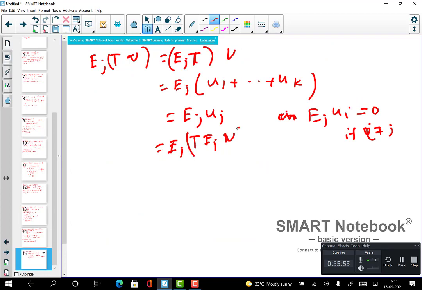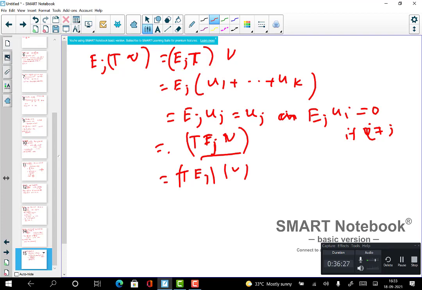Okay, so let me write this down. We use T of e_j of v, right? Now this vector is an element of W_j. So this is nothing but u_j itself, because u_j is an element of W_j. So I don't need to write this down. Yes, but u_j is nothing but this, which is nothing but T of e_j of v.